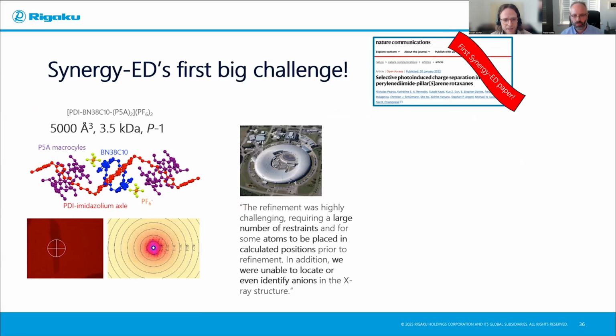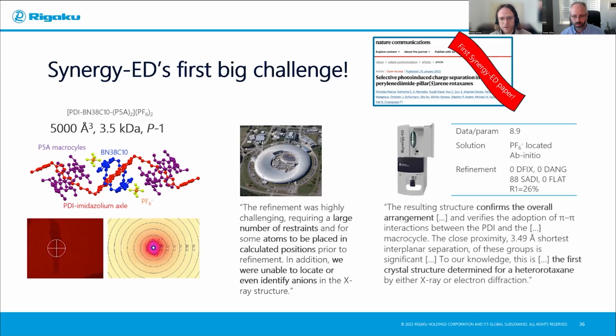The refinement was highly challenging, requiring a large number of restraints and for some atoms to be placed in calculated positions prior to refinement. In addition, we were unable to locate or even identify anions in the X-ray structure. So it didn't go too well. For electrons, the resulting structure confirms the overall arrangements and verifies the adoption of pi interactions between the PDI and the macrocycle. The close proximity of these groups is significant. To our knowledge, this is the first crystal structure determined for heterorotaxane by either X-ray or electron diffraction.